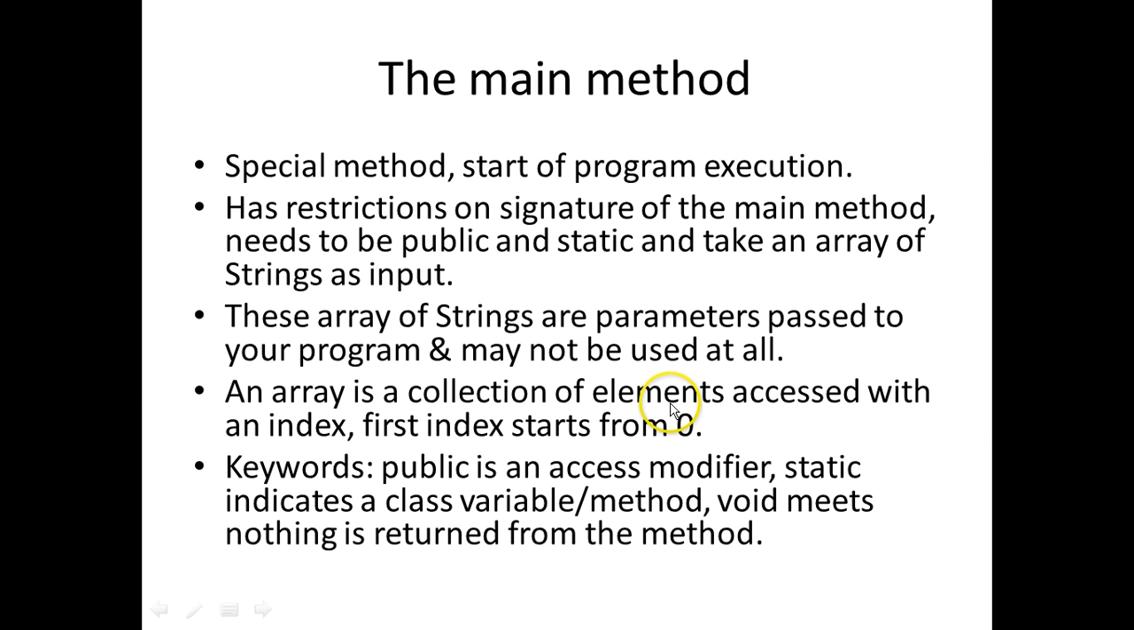An array is a collection of elements accessed with an index, and the first index starts from 0. So in this, for the main method, we are passing an array of strings, and these array of strings are passed from the command line. And the keyword public is an access modifier, and static indicates that it's a class variable or a method, and void means nothing is returned from that method. Void means empty, so nothing is returned from that method.